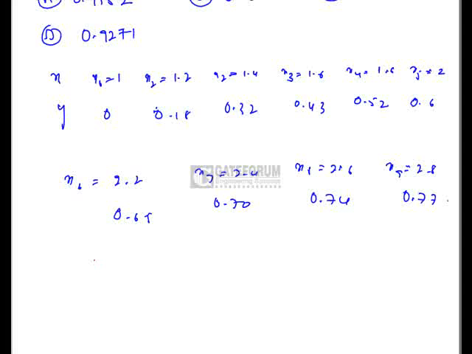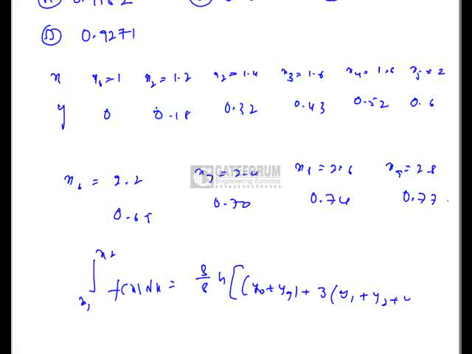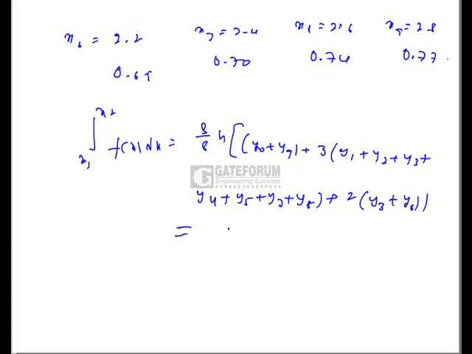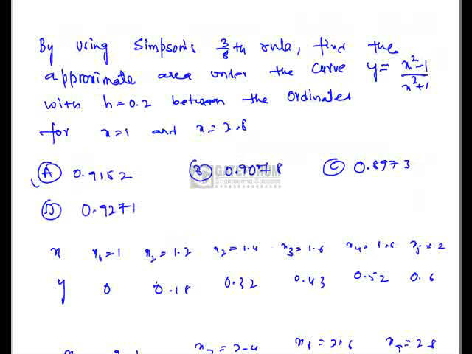Now we have to evaluate the integral between the limits x1 and x2 of f(x) dx. Now the 3/8 rule is 3/8 times h times first term plus last term plus 3 times y1 plus y2 plus y4 plus y5 plus y7 plus y8. That means the suffixes of 3 must not be there. Multiples of 3 should not be there in the suffixes. So plus 2 times y3 plus y6. If I substitute all the values and simplify, the answer will be 0.9152, which is nothing but A.